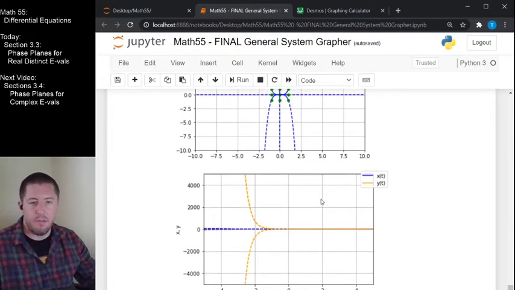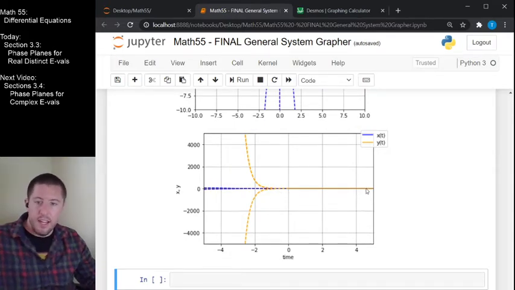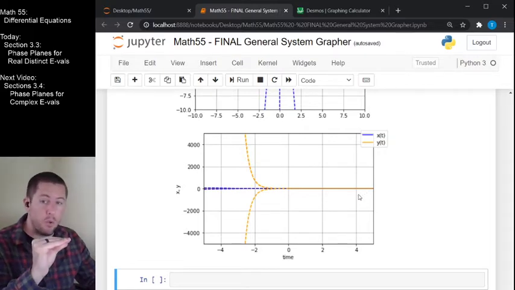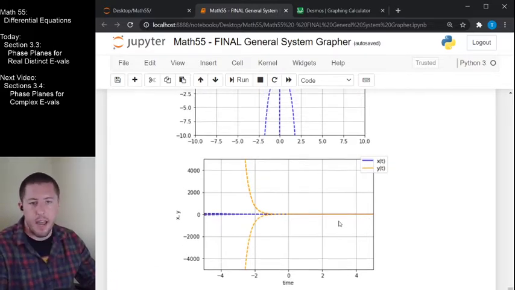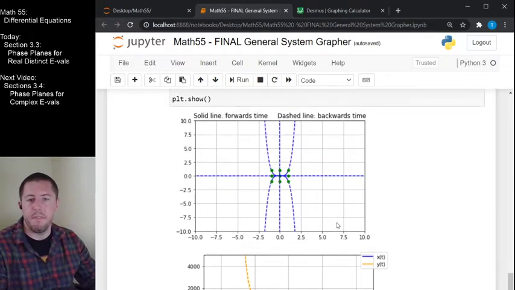Other good things right here for validation is that all of our solutions in forwards time, you see the only solid line that you can see right here is essentially at zero, because it looks like everything is decaying to zero. Both x and y values are decaying to zero as time moves forward right there. So these are both excellent justifications of the stuff that we saw right there.